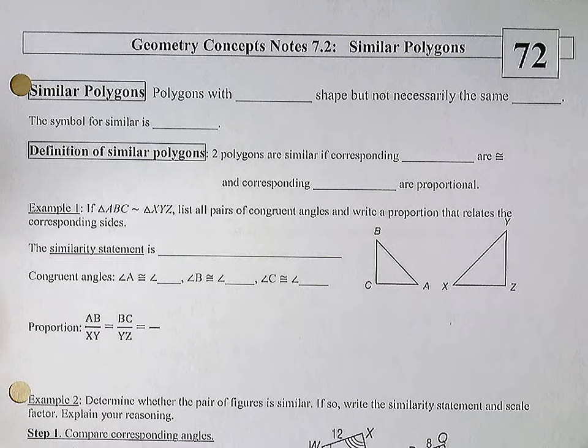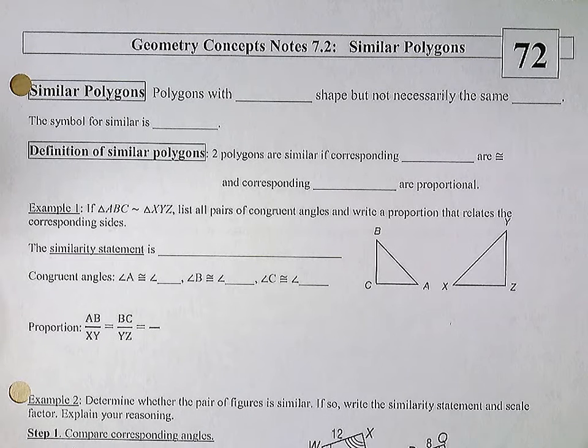I want to move on to similar polygons. Before, we were writing out ratios and different proportions and then solving those proportions. We're going to now do that with similar triangles and find their sides.